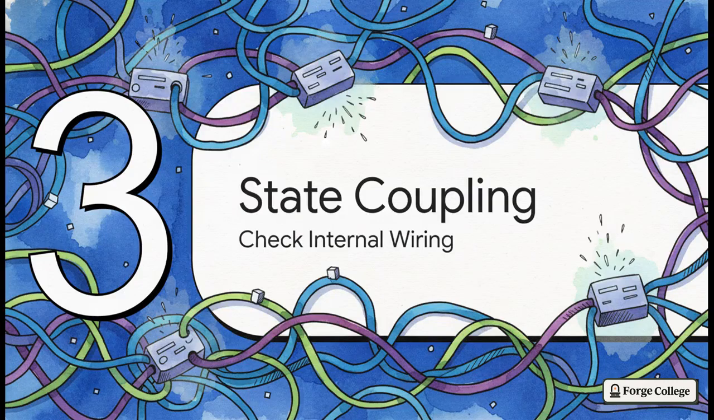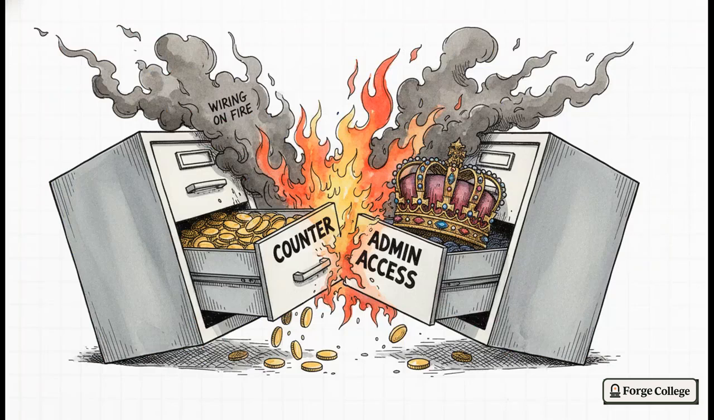All right, step 3, state coupling. Time to check the internal wiring. This is where you really have to ask yourself, do my storage layouts or initializers overlap in upgradable contexts? Because honestly, this is a catastrophic risk. If you're using an upgradable proxy pattern, the implementation contract and the proxy must agree 100% on the positions of critical storage fields. Say contract A thinks slot 0 is just a harmless little counter, but contract B thinks slot 0 is the all-powerful admin address.